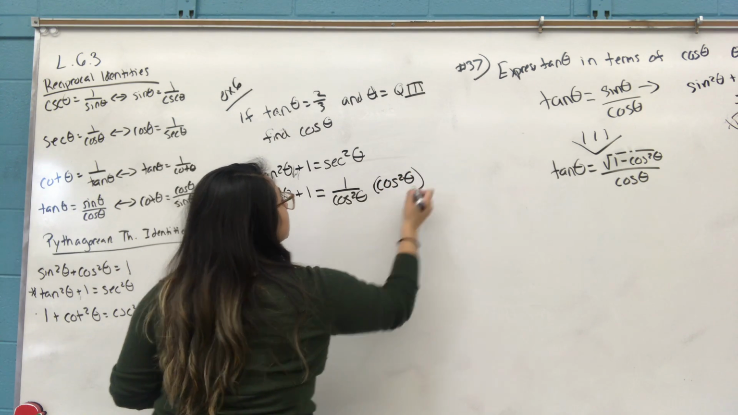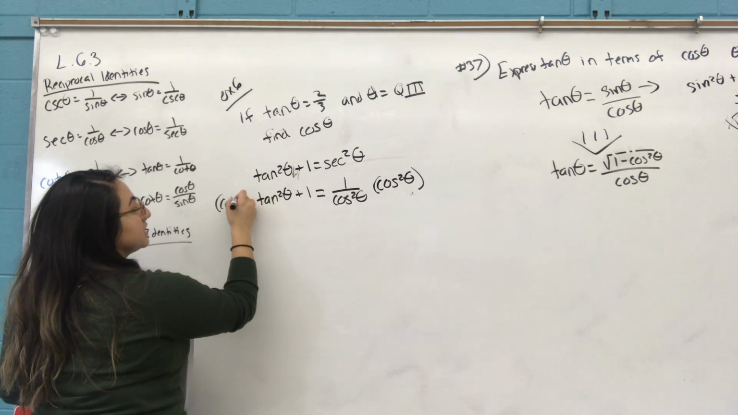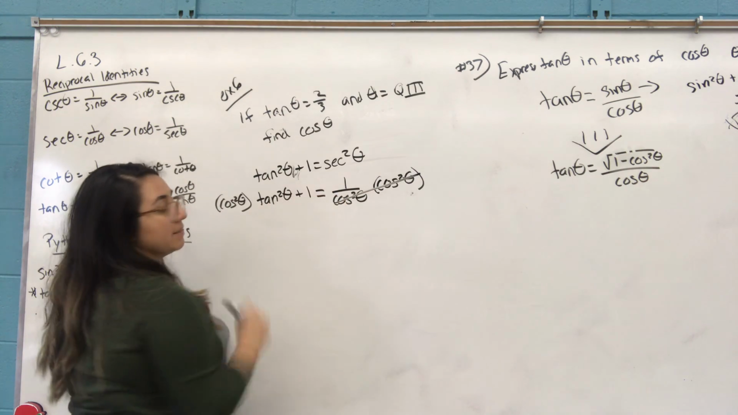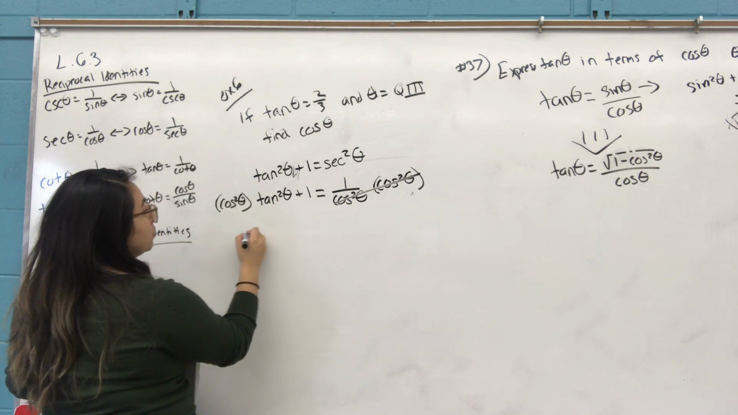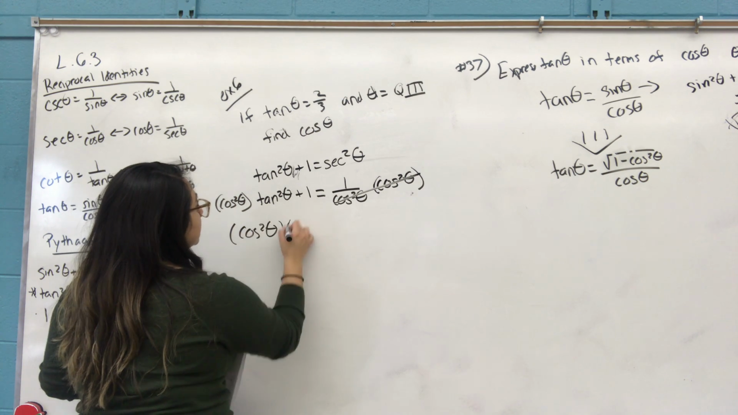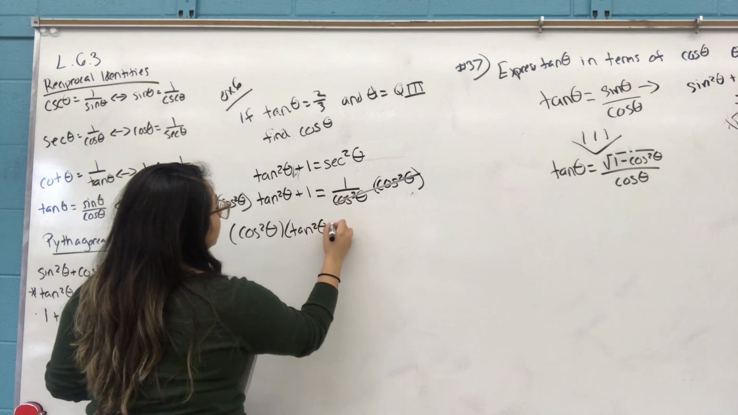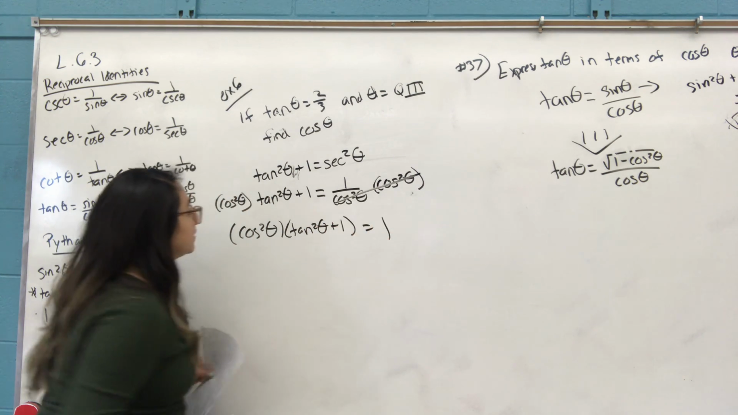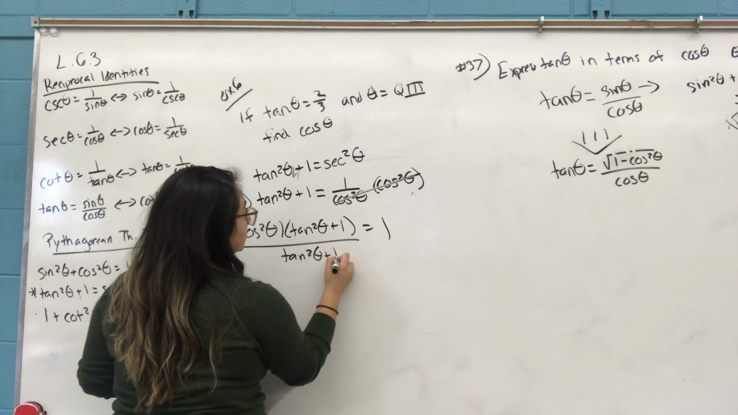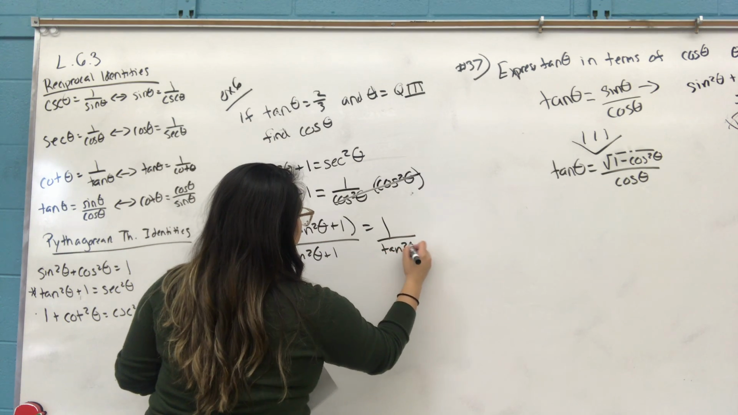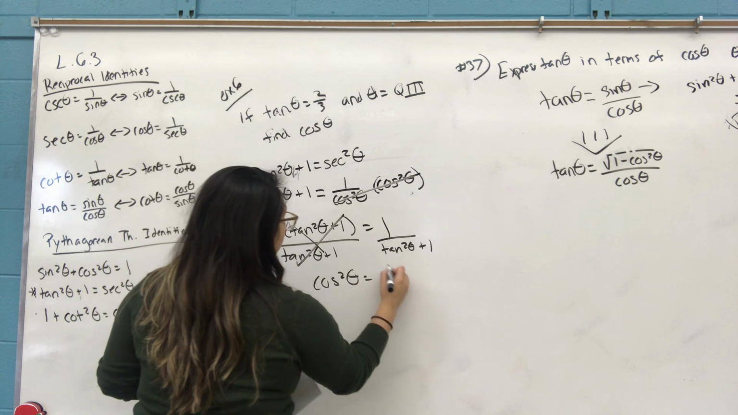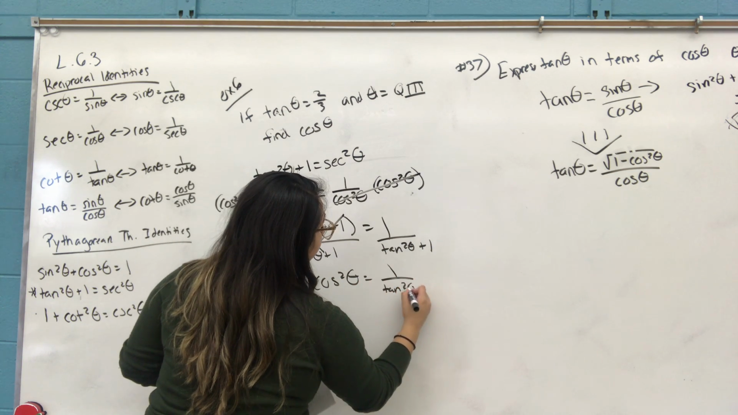So cosine squared, I can multiply both sides, because if it's in the denominator, you can't really get rid of it. You can't just divide or multiply by 1. That's not possible. Now we have cosine squared times tangent squared plus 1 is equal to 1. We can get the cosine by itself by dividing both sides by tangent squared plus 1. Cancel this out. Then you get cosine squared is equal to 1 over tangent squared plus 1.